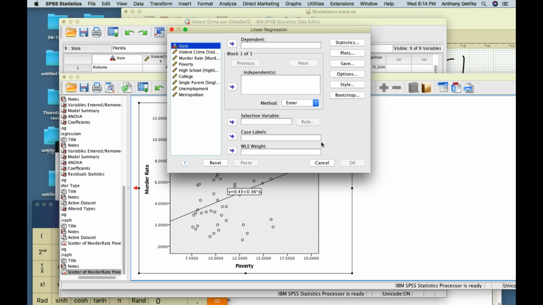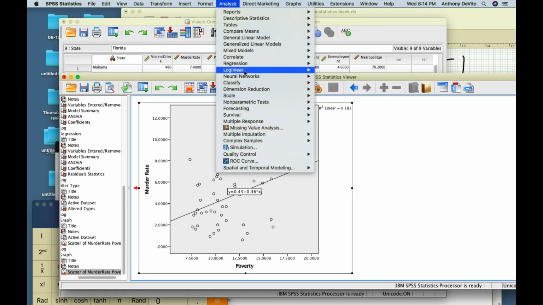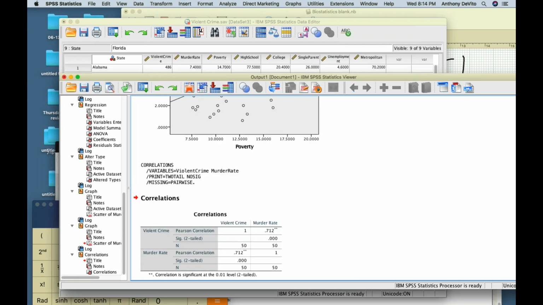Okay. Actually, I got ahead of myself there, didn't I? I'm going to go to Analyze, Correlation. You really don't have to do this first, but I would like to. I'm going to take a look at the association between violent crime and murder rate, and let's see what it is. Pearson's correlation is what we're going to calculate.